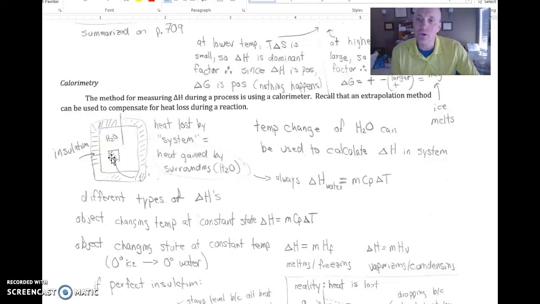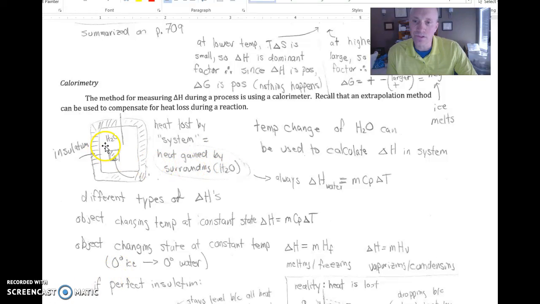This could either be some hot piece of metal that's giving off heat, or it could be a place where a chemical reaction is occurring. Any heat that gets generated would get transferred to the water out here, and since it's perfectly insulated, that would result in an increase in the water temperature. We can then use that increase in the water temperature to figure out how much heat was released by whatever our process was right here.